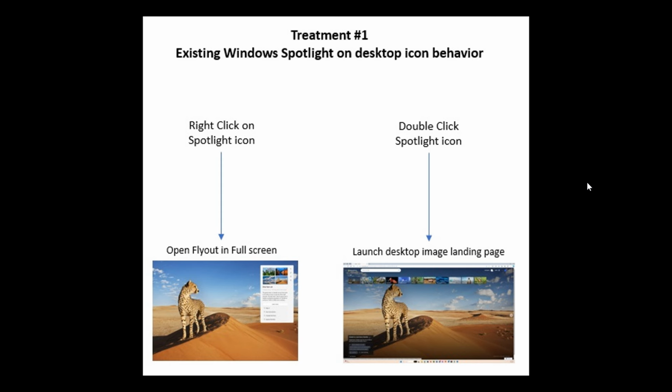Now, treatment number one, as we can see, Microsoft says with treatment number one, if a user right-clicks on the Windows Spotlight icon, it will launch Spotlight experience in full-screen mode, as we can see here to the left-hand side, while double-clicking here on the right-hand side will open the landing page for the image on desktop. So those are the first two kind of adjustments with treatment number one.